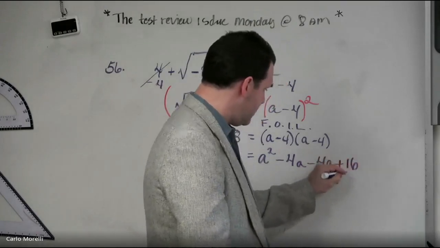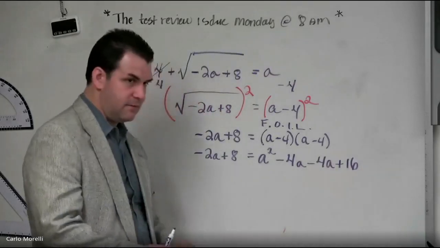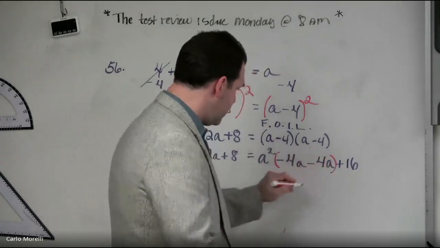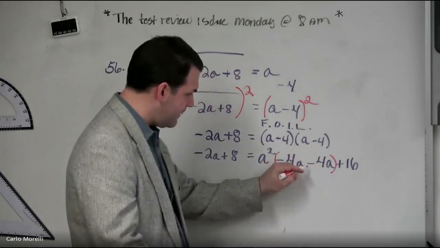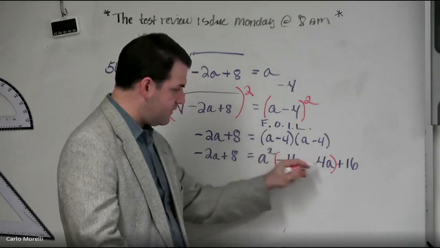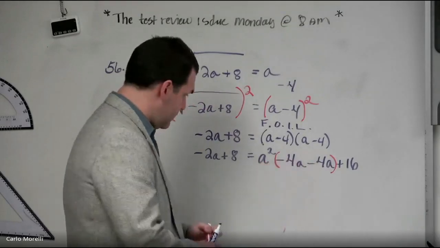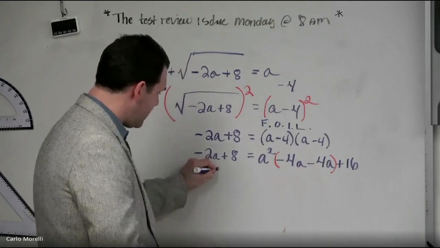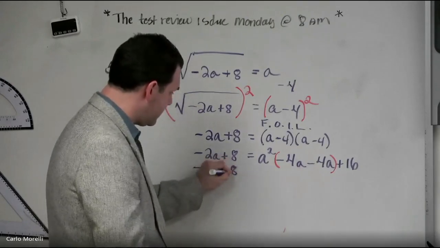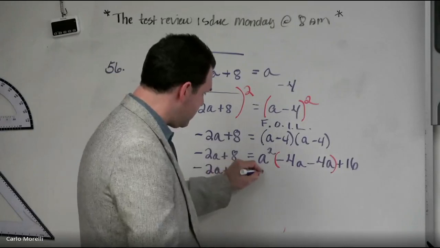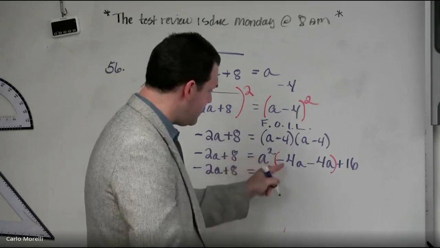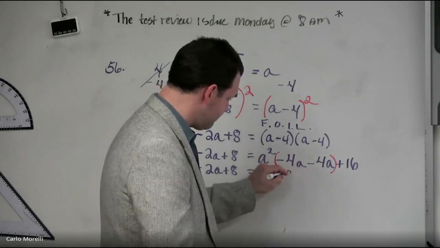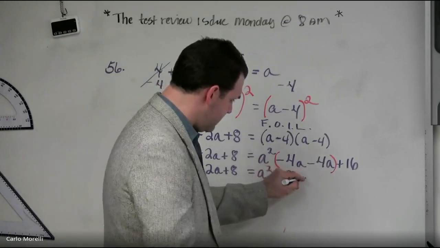Good. In binomial multiplication like this, these inner terms, these middle terms, are always going to have the same variable, okay? You can always combine these terms. So we're going to simplify by writing the left side again, negative 2a plus 8 equals a squared, and then negative 4a minus 4a is negative 8a, and then plus 16.